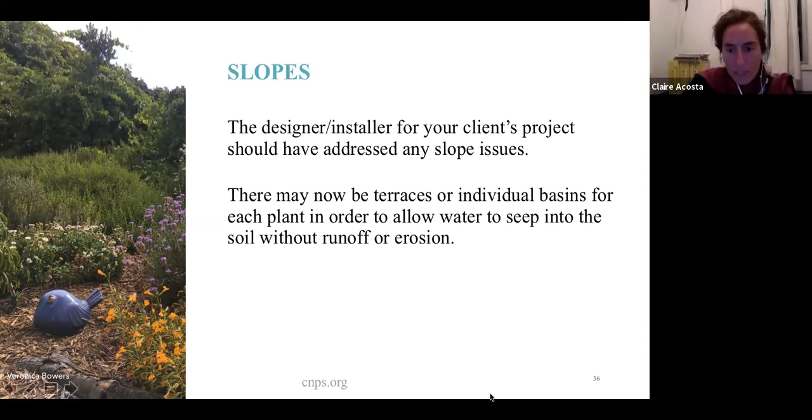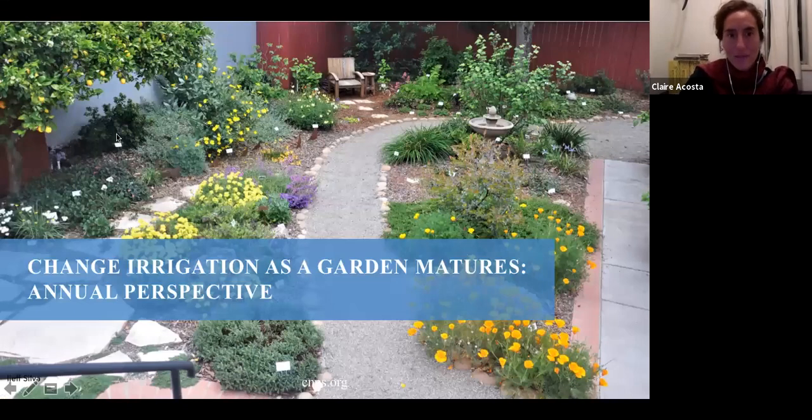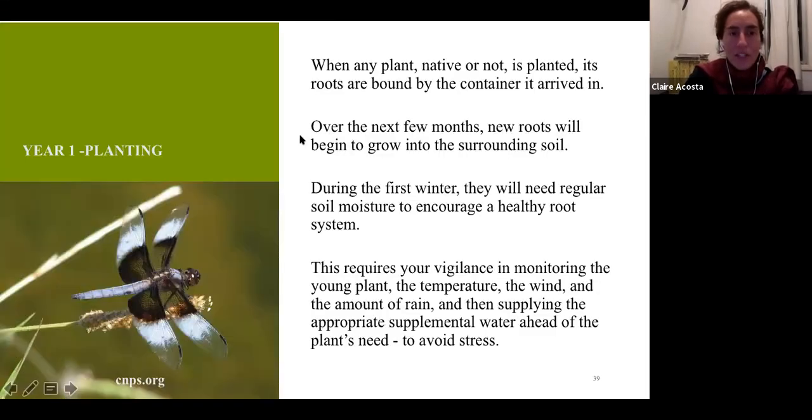Let's see if we have... Do we have a lot of questions? I guess we could go over that. Yeah, I think I'm going to do the next one. So next week we'll do these last slides for changing the irrigation as the garden matures, from an annual, year-to-year perspective. And we can just start with Q&A now. Let's do that.